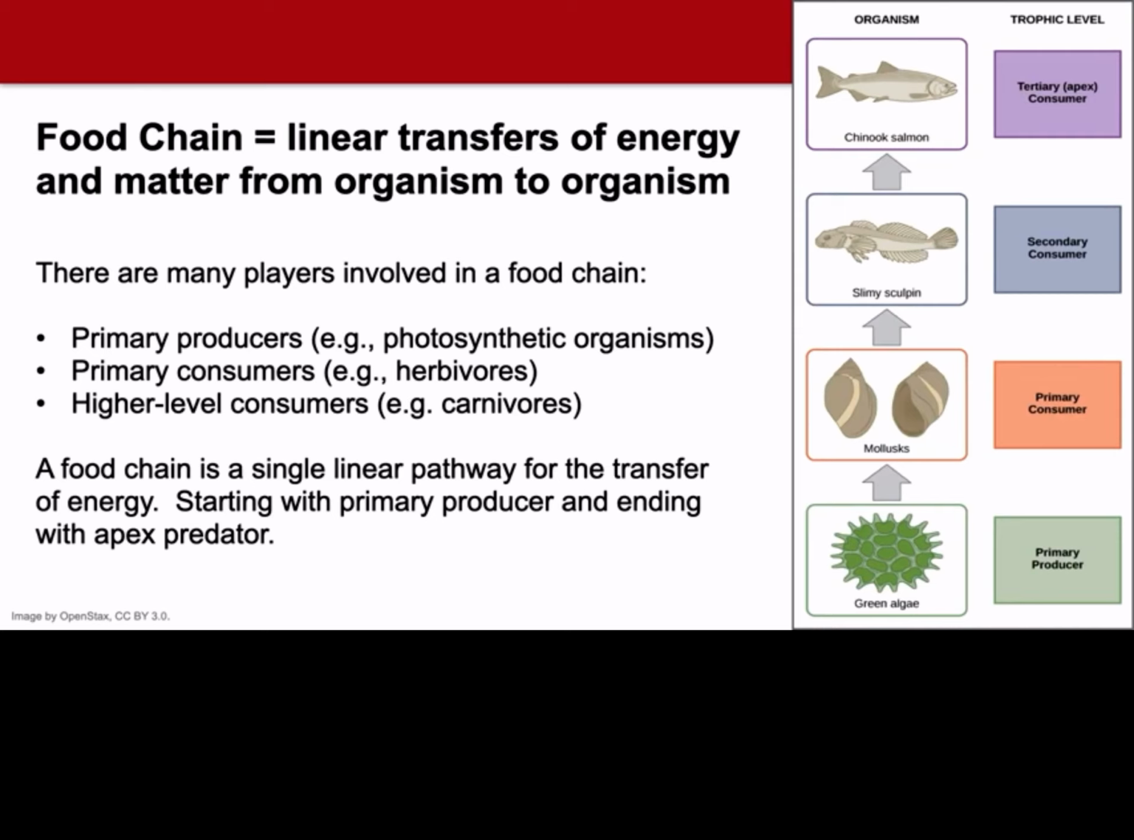A food chain is a sequence of transfers of matter and energy in the form of food from organism to organism. There are many players involved in a food chain, beginning with the primary producers. We then move to the primary consumers and the high-level consumers. We will look at these organisms in more detail in a couple minutes. A food chain is a single pathway for the transfer of energy. It is a linear path.